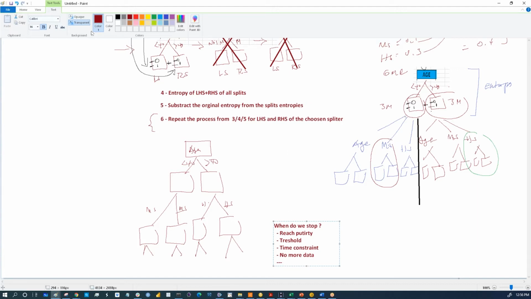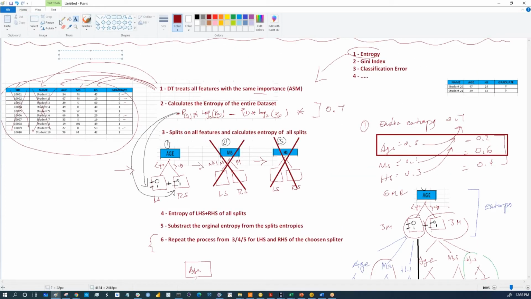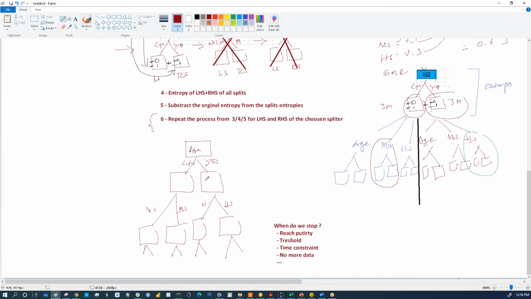Okay, so we reach purity means when we split, every split will have zeros and ones. If you split and you have only a 0 or a 1, then you stop. Means now we reach the purity. Sorry, it's a typo. Time constraint, so please excuse my typos.